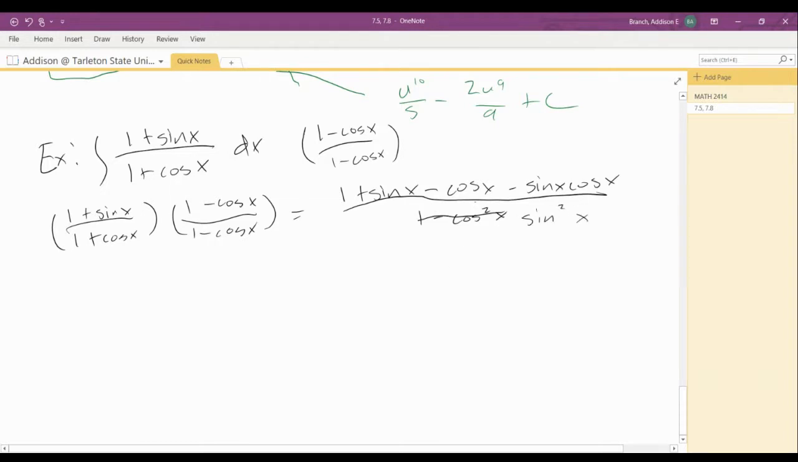So from here, we can now split this up into 4 different fractions and integrate those. So we can now get one over sine squared plus sine over sine squared minus cosine over sine squared minus sine cosine over sine squared.